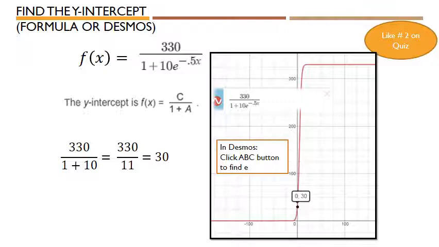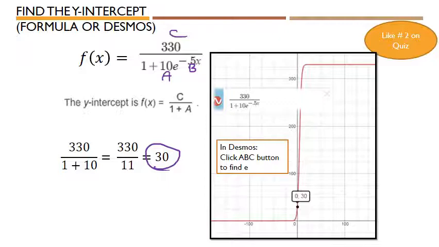Okay, so your y-intercept is C divided by 1 plus A. Now remember, your C is this top number, and your A is right there, and your B is over here. So plug into the formula of C divided by 1 plus A, so that's 330 divided by 1 plus 10. Simplify that out, and your answer is 30.